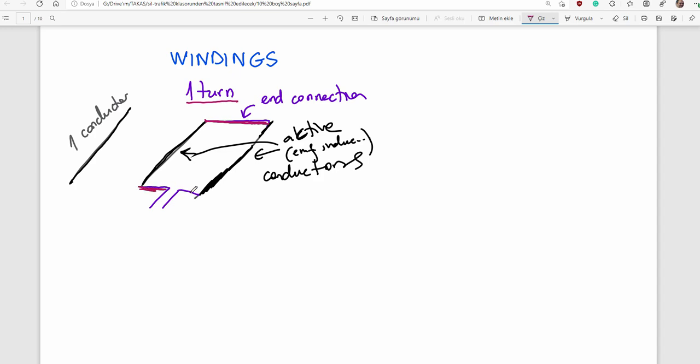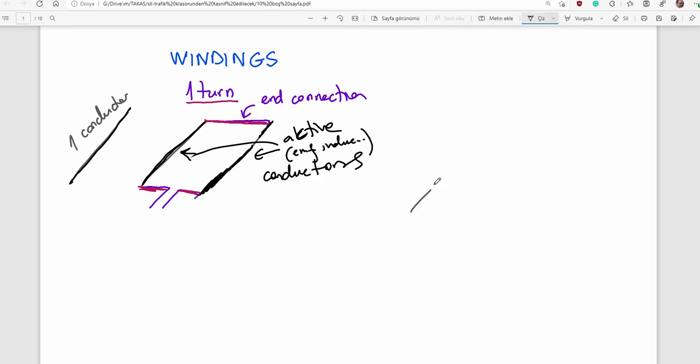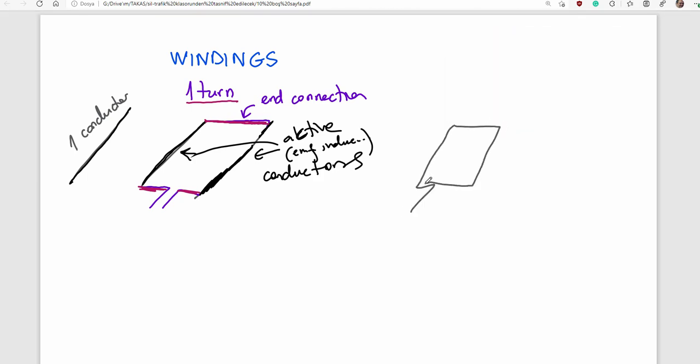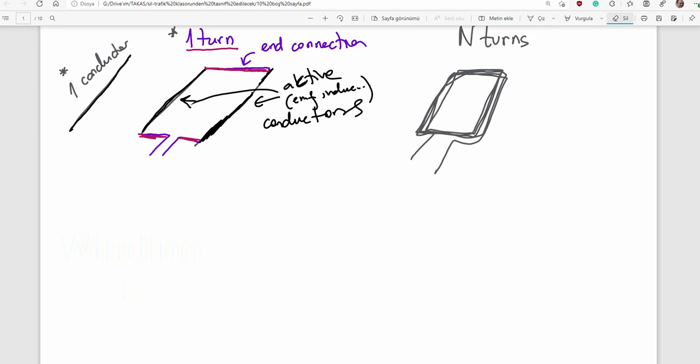Those are end connections. And then you have multiple turns. Let's say here is the end turn: 1, 2, 3, 4, 5, and so on, up to n turns. That is called a coil. That is one conductor, by definition. That is one turn. That is a coil, having n turns.